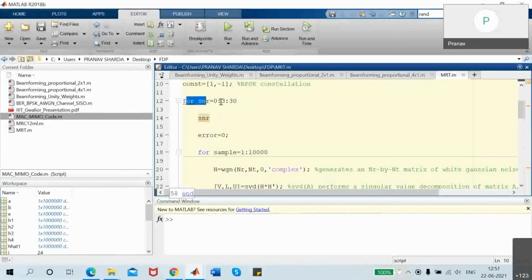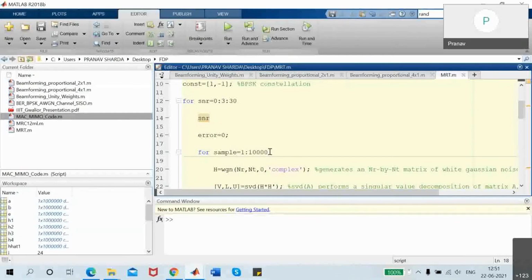Then the for loop for SNR starts, and we are taking the error count. This is the error count which we are initializing. Initially it is 0, just like we do in C or C++ language if some initialization is there. Similarly we are doing here in MATLAB. These are the number of bits or samples, or the number of iterations, for which we are interested in simulating this particular code.